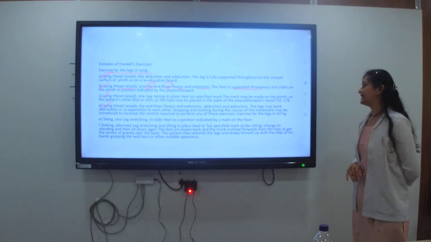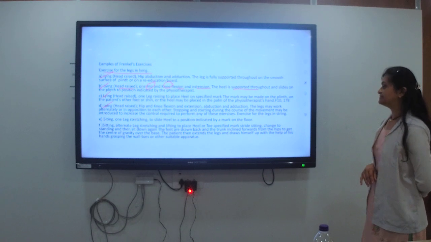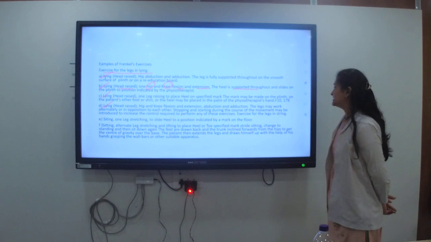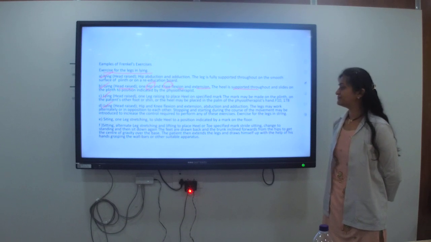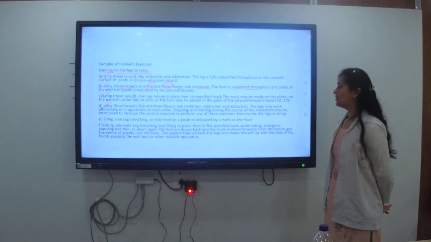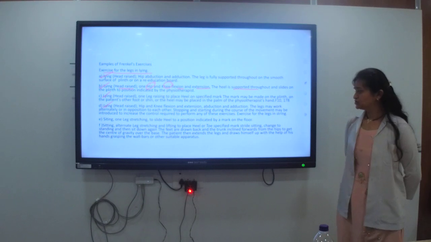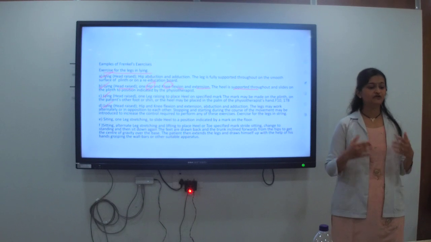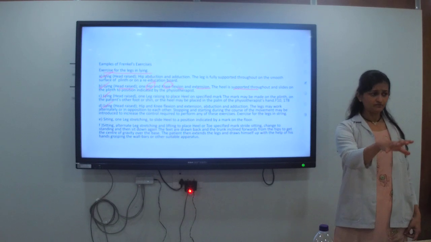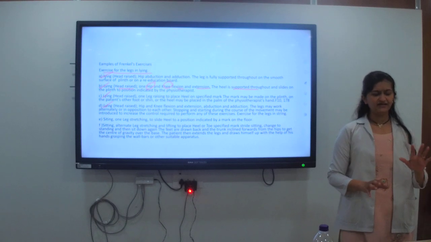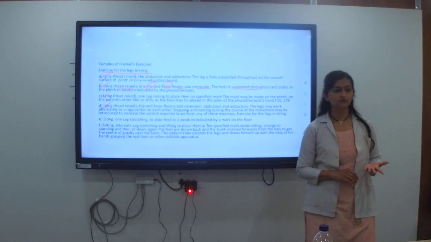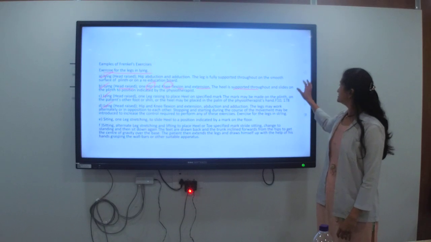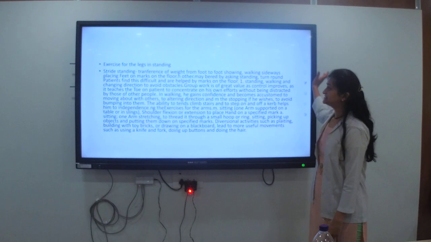The feet are drawn back and the trunk inclined forwards from the hips to get the center of gravity over the base. The patient then extends the leg and draws himself up with the help of his hands grasping the wall bars or other suitable apparatus. Here you can even keep some objects in front of the patient and ask them to lean forward and grasp that object. This is a very easy or simple thing I am talking about, but it is very difficult for a patient to perform. Okay, so these are the exercises in sitting.